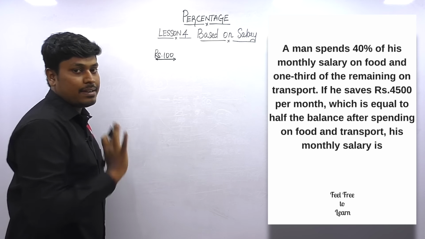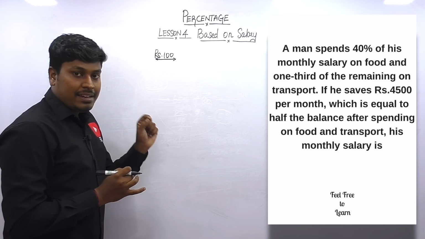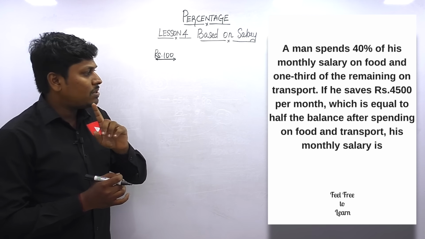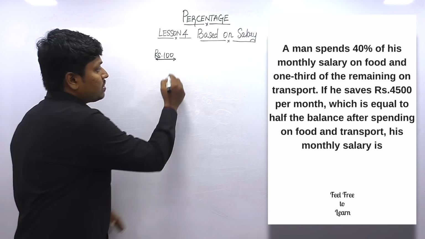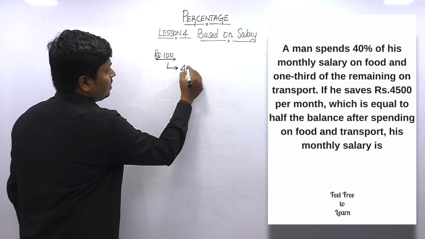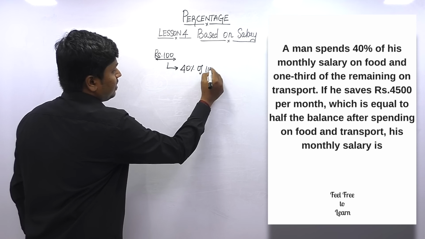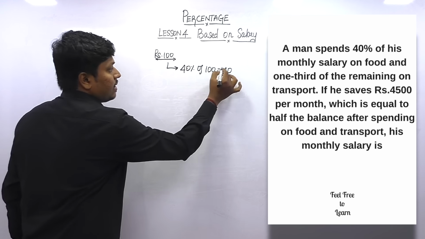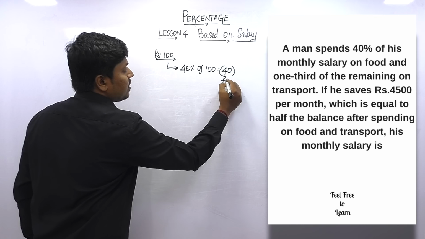We are just fixing the salary as 100. From this 100, initially the man spent 40% of the salary on what? Food, right? 40% for food. So what is 40% of 100? 40% of 100 is 40 rupees. So from the salary, that is 100 rupees, he is spending 40 rupees on food.